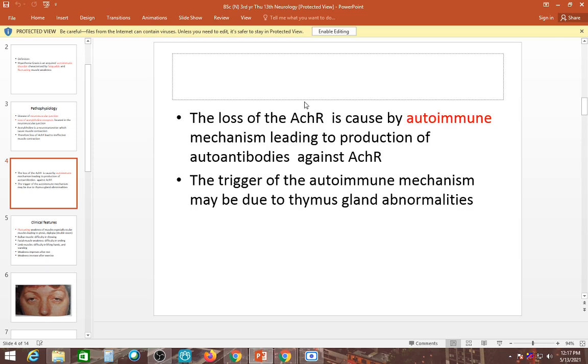And we already said that the structure in the neuromuscular junction called the acetylcholine receptor is destroyed by an autoimmune mechanism, which causes autoantibodies that destroy the receptor. This autoimmune mechanism is not triggered by something from the environment, but by a gland inside the human body, the thymus gland. The thymus gland has some abnormalities like a thymic tumor or thymus enlargement, and this triggers autoantibodies against the acetylcholine receptors. They get destroyed, and that produces the illness.